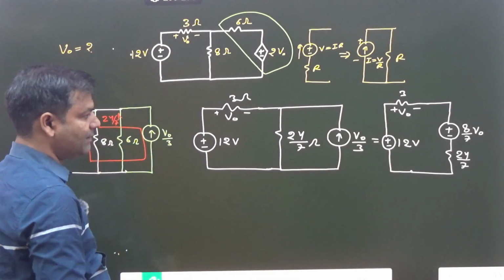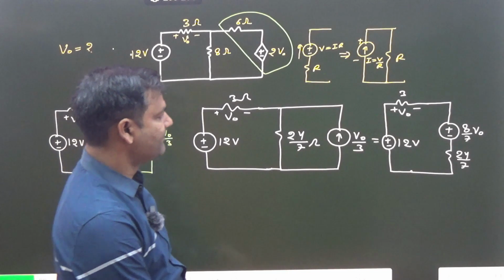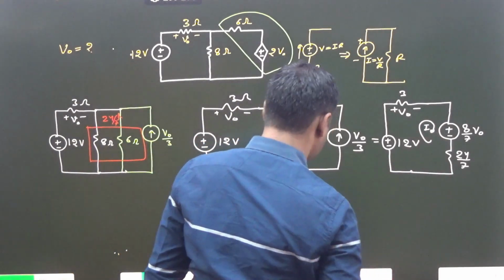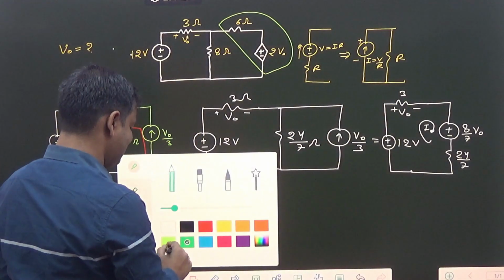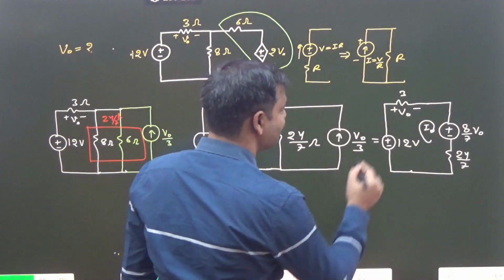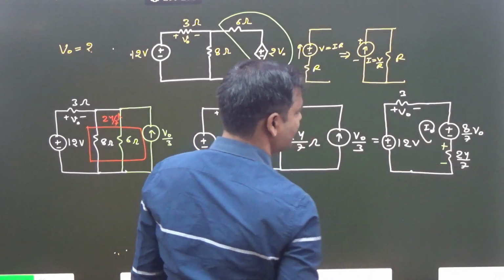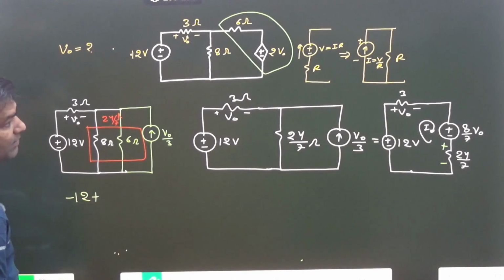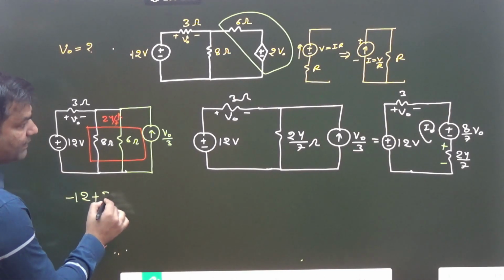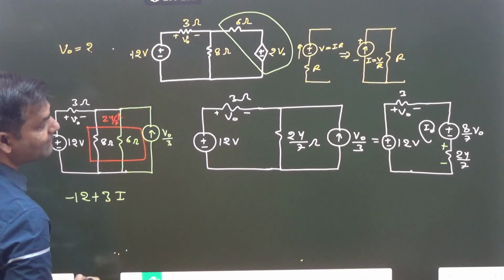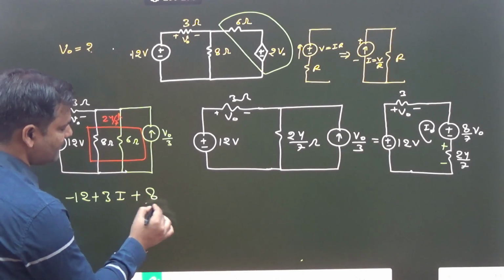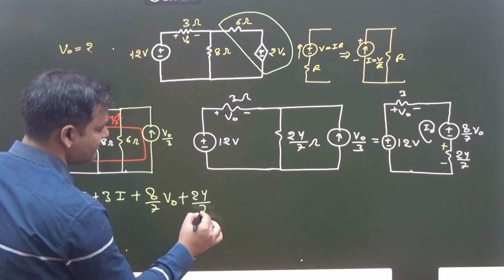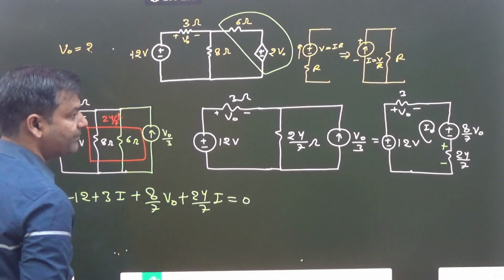After that, if you see very carefully, apply KVL in this loop. Minus 12 plus 3 into I, okay, plus 8 by 7 into V naught plus 24 by 7 into I is equal to 0.